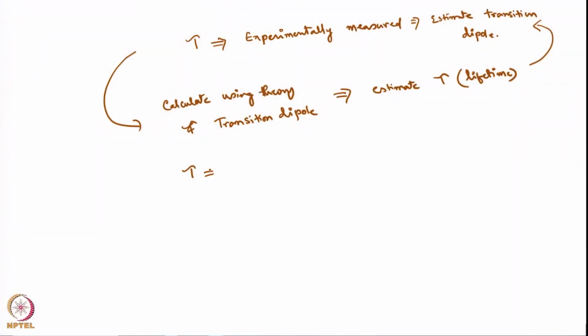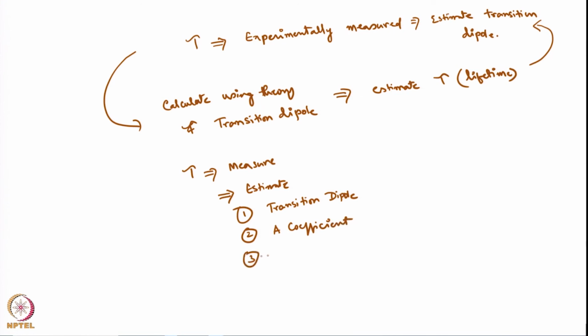Okay. So if I can measure the lifetime, if I can measure tau, then I can estimate 1, the transition dipole, 2, the A coefficient, and 3, the B coefficient.